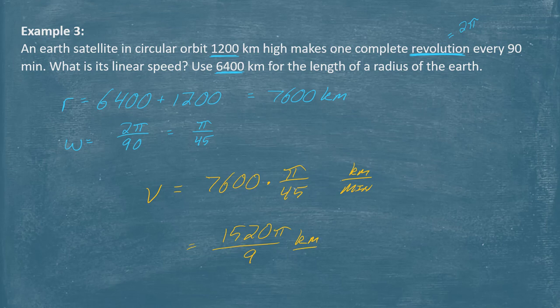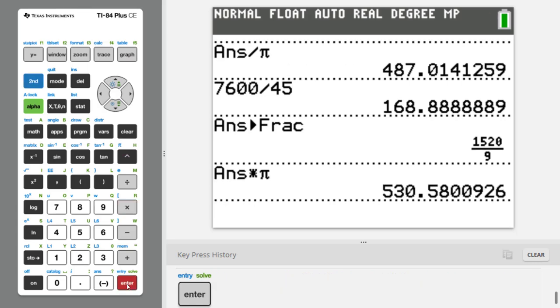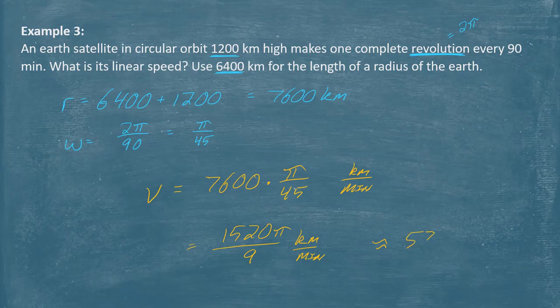Kilometers per minute, or if we wanted to actually just figure out what this is in decimal form, we can go back and just do times pi and see what that turns into. So about 530, let's just call that 530.6 kilometers per minute. So that thing up there, it would be cruising, but if it's going all the way around in 90 minutes, that should kind of make sense that it's cruising pretty darn fast up there.